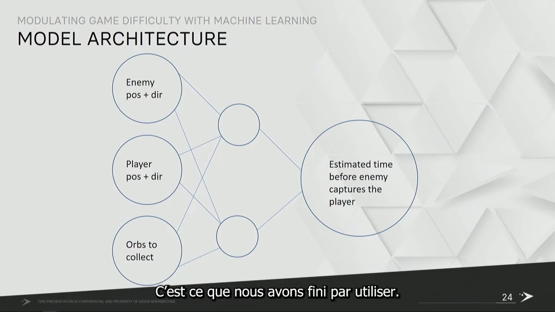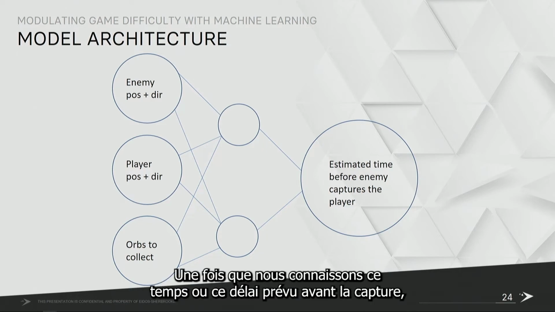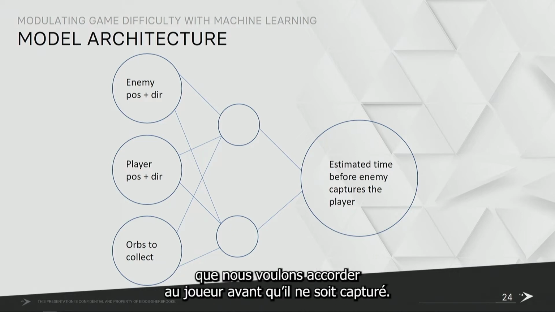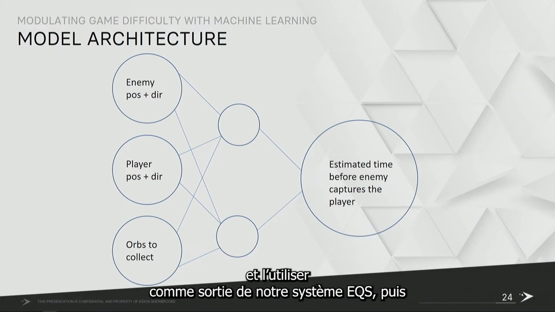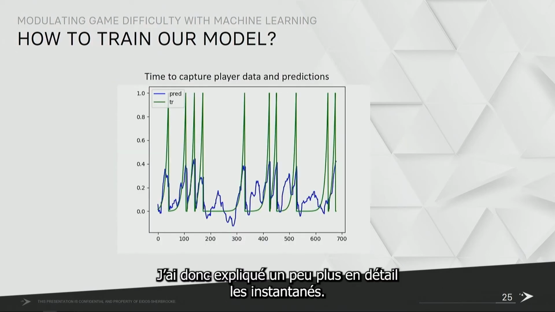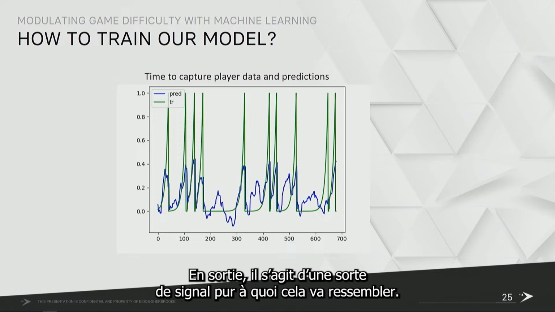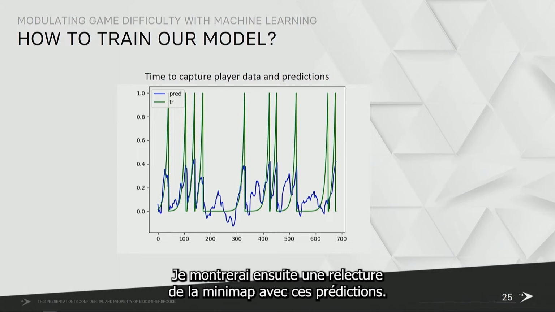And once we know this expected time before there's a capture, we can decide how much room, how much life expectancy kind of do we want to give to the player before they get captured, and use that as an output of our EQS system and then feed it to the behavior tree. So I explained a bit in detail the snapshots. So this is the inputs of the model. As an output, this is kind of in a purely signal fashion what it will look like. I will show a replay of the minimap afterwards with these predictions.